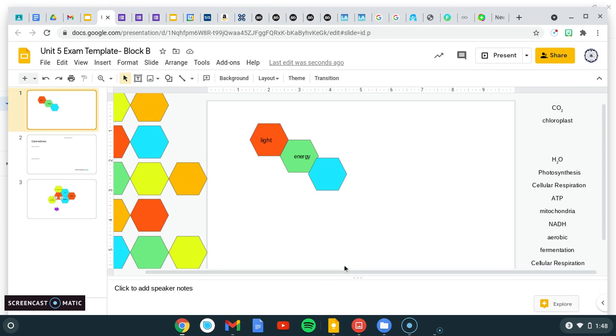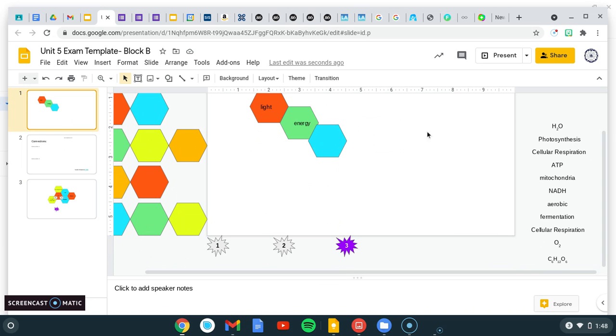So you get to choose the 2 white bursts. And you can see here they are at the bottom of the screen. When you put all 15 hexagons on, you can drag the 2 white bursts to the connections that you feel you will be able to explain the best.